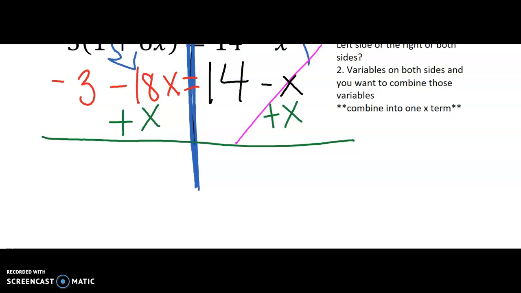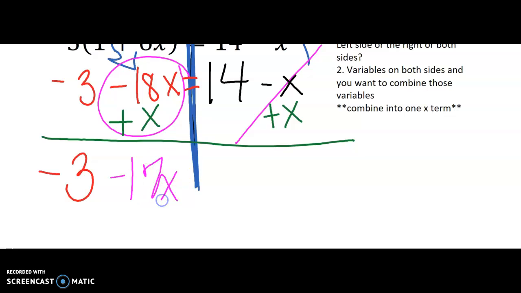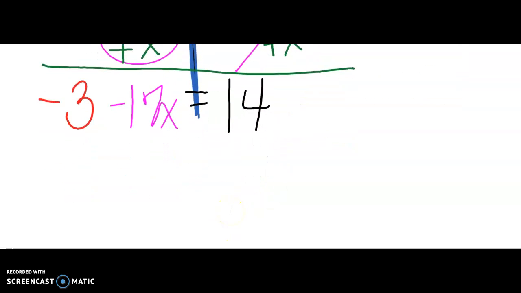So now we can simplify. We got negative 3. These two are like terms. Negative 18x and positive x gives me negative 17x equals 14. All right. And again, now we're back to the two-step equations that we started with. We got negative 3 minus 17x equals 14.